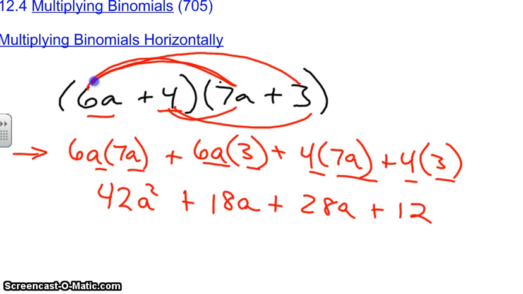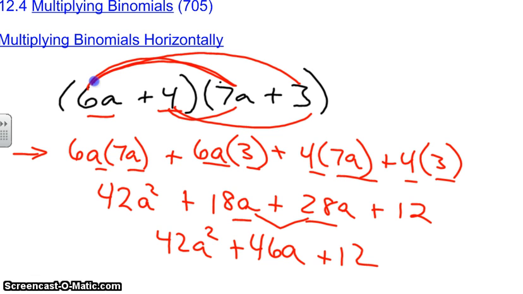Okay, do you see any terms that could be combined in this? Isabella? 18a. Yeah, these are like terms. So what is 18 apples plus 28 apples? Lauren? Good, 46. So 46 a's are here, and that's often the case when we multiply a binomial with a binomial. We get a couple of terms that could be combined, so you've got to combine them. The 12 cannot be combined with anything, and the 42a squared can't. So we end up with a trinomial, which again, that's often the case when we multiply two binomials together.